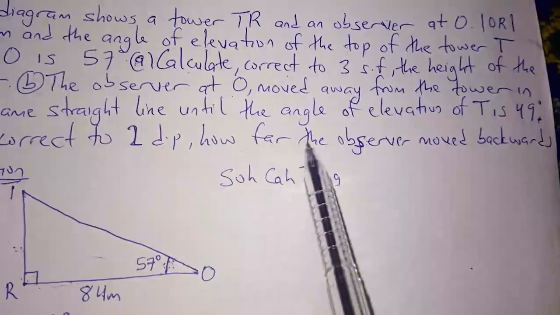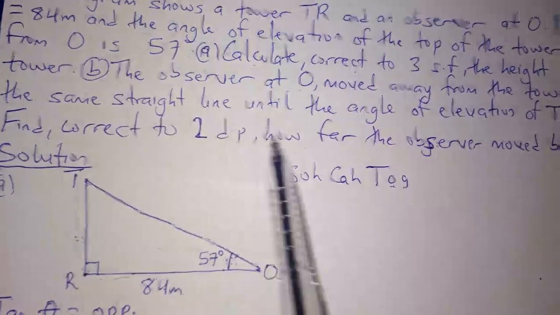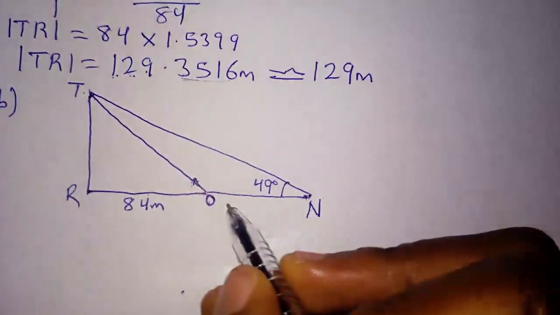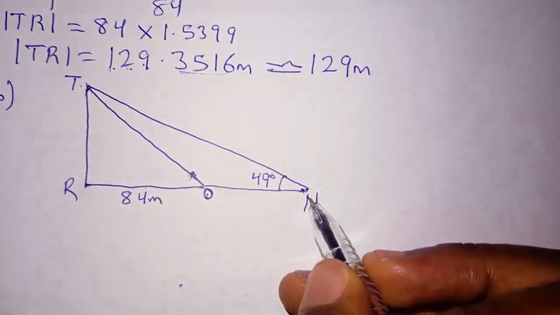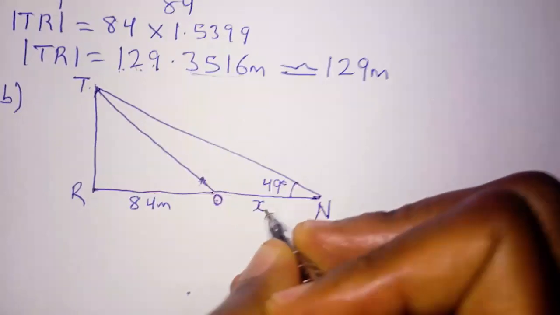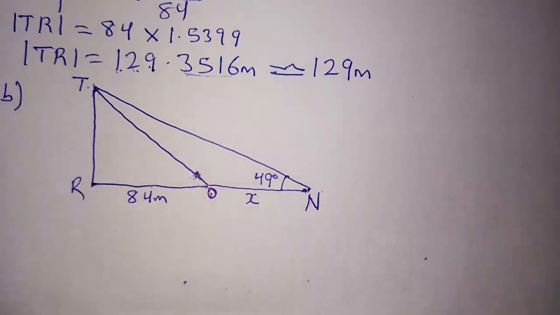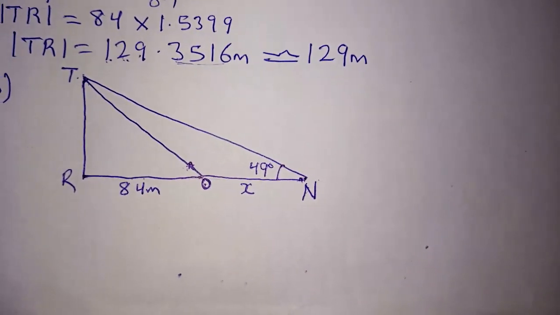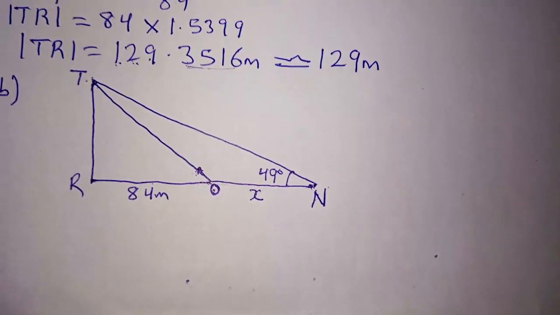How far, correct to 3 decimal places, how far the observer moved backward. So he was here, he moved there. We want to know how far he moved. We want to know ON. So this time I will prefer to call this ON X. So X is the distance with which he moved backward, and that is what we want to find. Now, how do we find it?